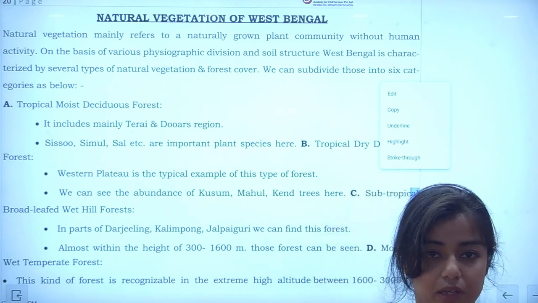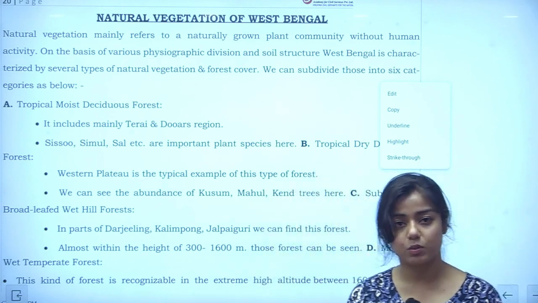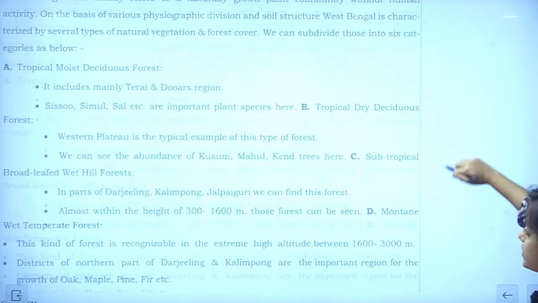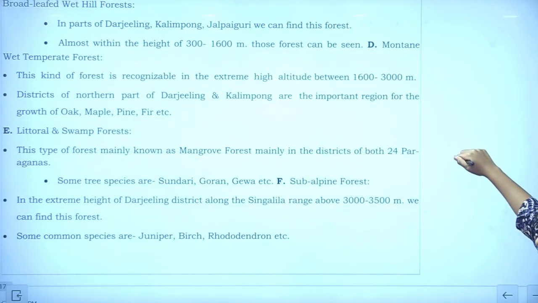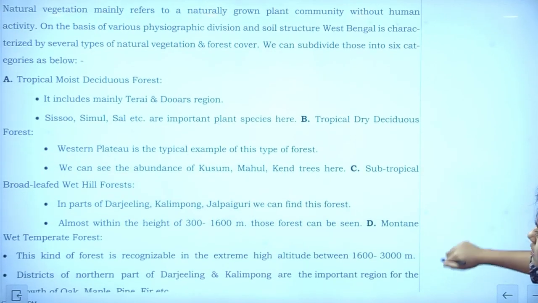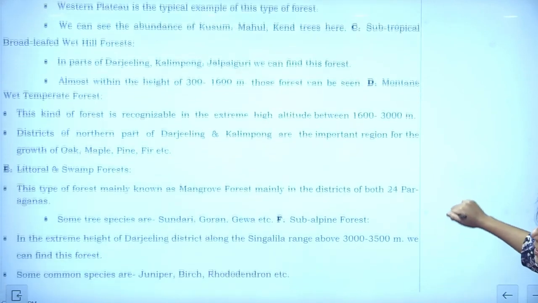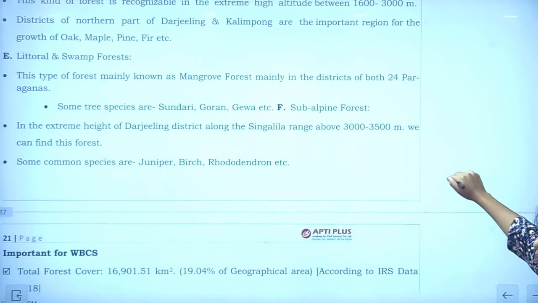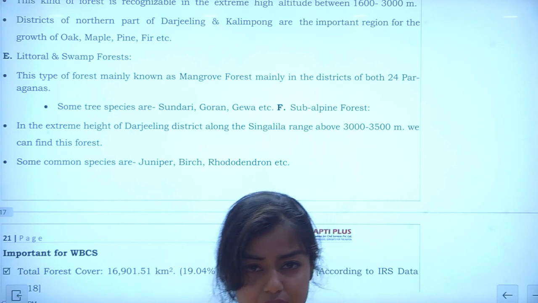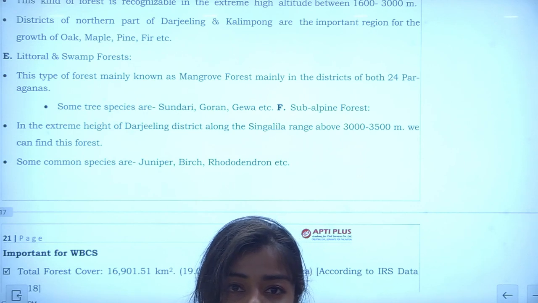So I'll tell you to please refer to an NCERT book and see what types of forests are found in West Bengal. The very first forest type is tropical moist deciduous, then tropical dry deciduous, subtropical broad leaved wet hill forest, montane wet temperate forest, subalpine forest, and littoral and swamp forest. These are generally the forests found in India as well. I hope it shouldn't be a problem for you to understand these parts.